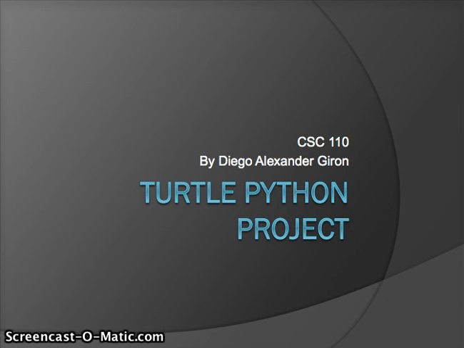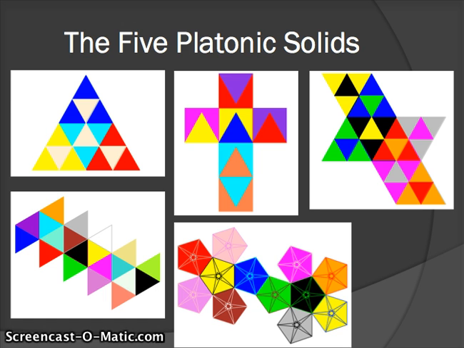Hello, this is the project for Computer Science 110. My name is Diego, and my project consisted of building the five Platonic solids, plus two complicated solids. So we're gonna move on. These are the guys that I was assigned to.